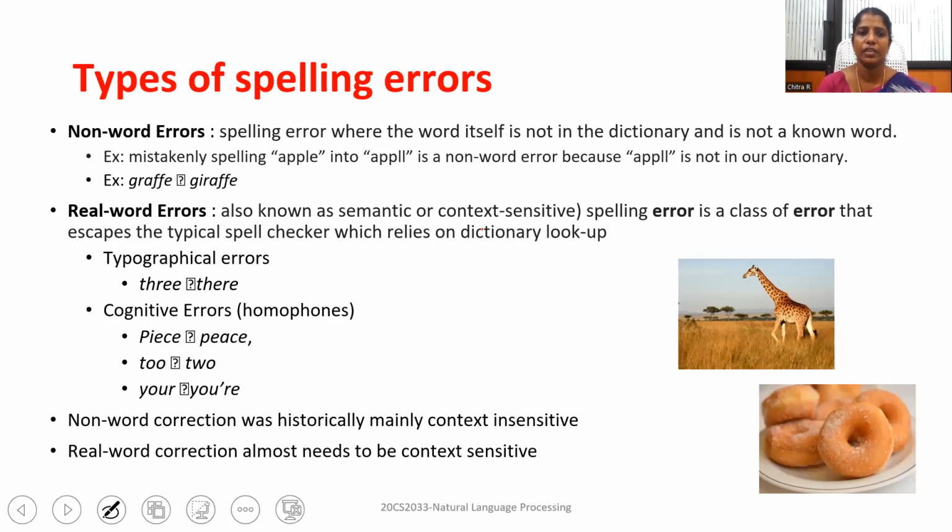Then real word errors are divided again into two types: typographical errors and cognitive errors. Typographical errors mean when you enter values, sometimes there can be a different word of the same size typed instead. There is a possibility of this when you type fast in Google or Microsoft Word, and you can identify this kind of error. Automatically, it can be converted like this. Cognitive error means same sound but different spelling. Here we need some semantics, some sense or context sensitivity to identify the errors. So these are the basic types of error.